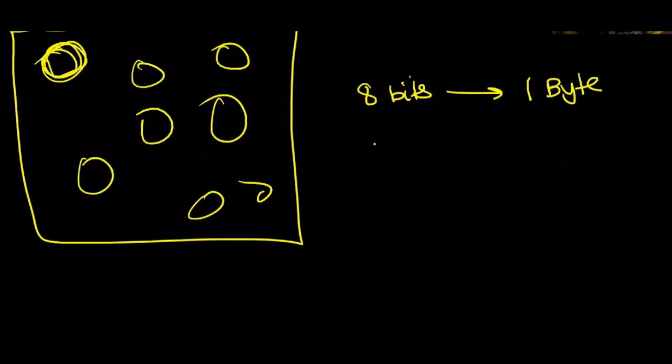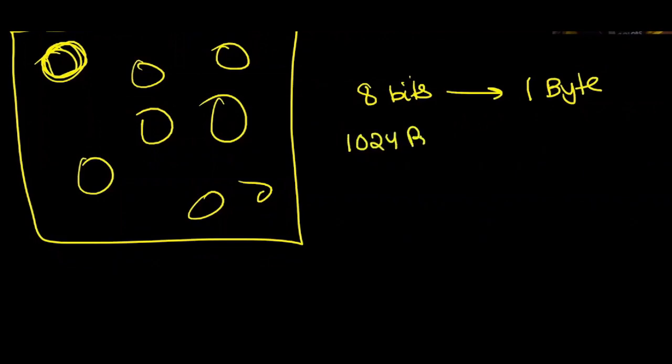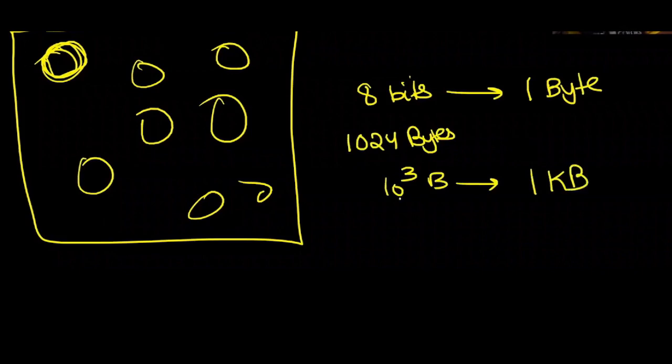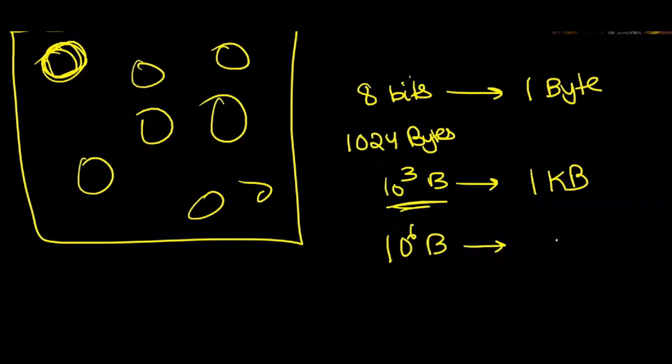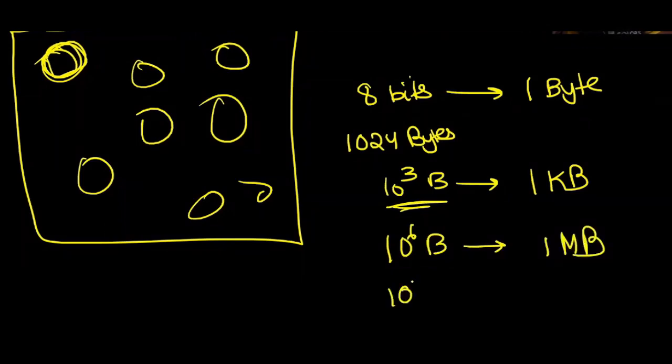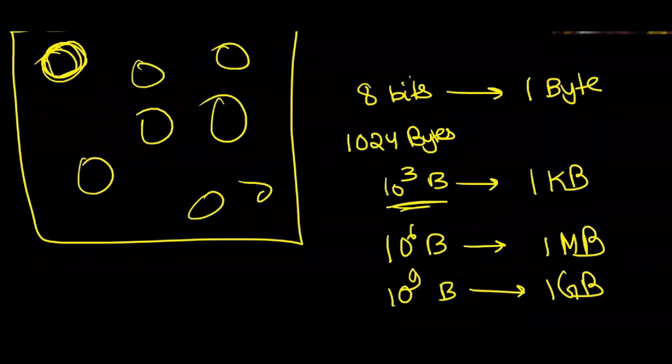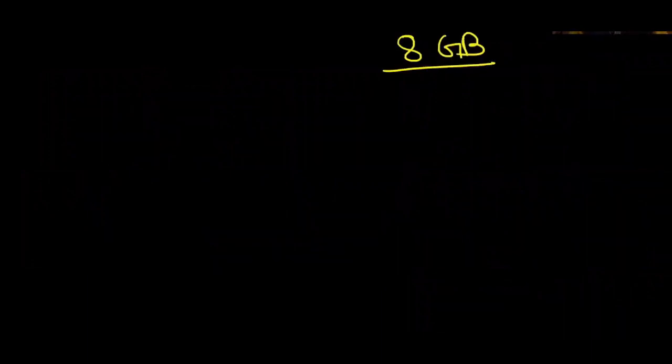Then similarly, 1024 bytes, or we simply say 10 to the power 3 bytes, make 1 kilobyte. Similarly, 10 to the power 6 bytes will make 1 megabyte. Similarly, 10 to the power 9 bytes will make 1 gigabyte. These are the more commonly used units of storage. Somebody will tell you, hey, my hard disk can store 256 GB of information. So if I tell you my primary memory is 8 GB in size, it means I can store 8 gigabytes of information.